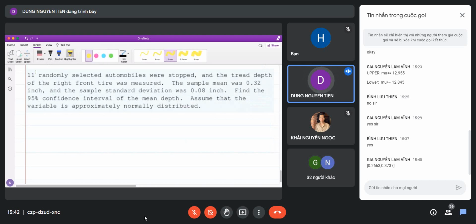There are several numbers you can see here: 11 is n, 0.08, 0.32, 95%. n is the sample size. 0.32 is the sample mean. 0.08 is not sigma, it is s, the sample standard deviation. Just be careful with the wording here: sample standard deviation.